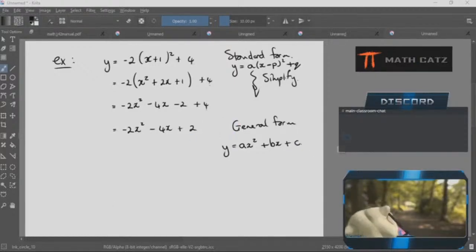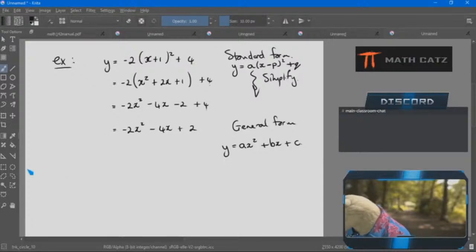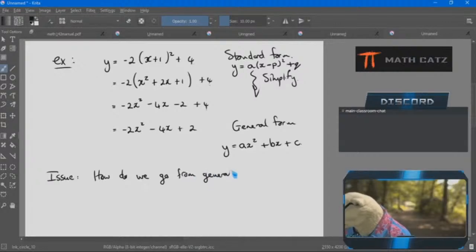So the issue is, let me write it down. Issue, and it's an issue. How do we go from the general form back to the standard form? Standard form is nice, right? I see the transformations. If I have it in standard form, I can see my chain of transformations, I can manipulate the graph, everything is super nice. But if I'm given a quadratic function in this general form, how do I sort of reverse this simplification to get back to the standard form? That is the issue now, and really the only issue that remains. How do we do that?